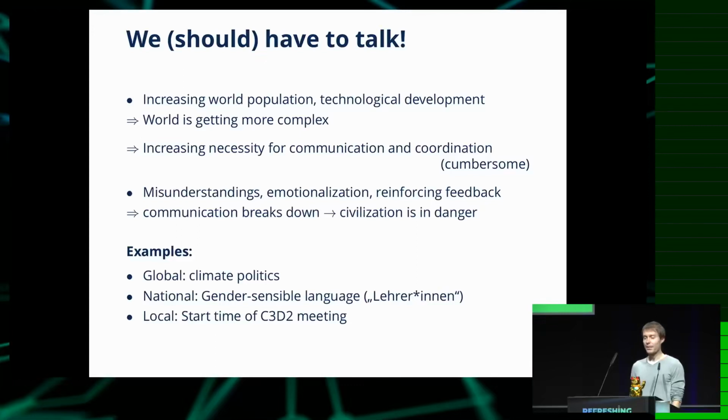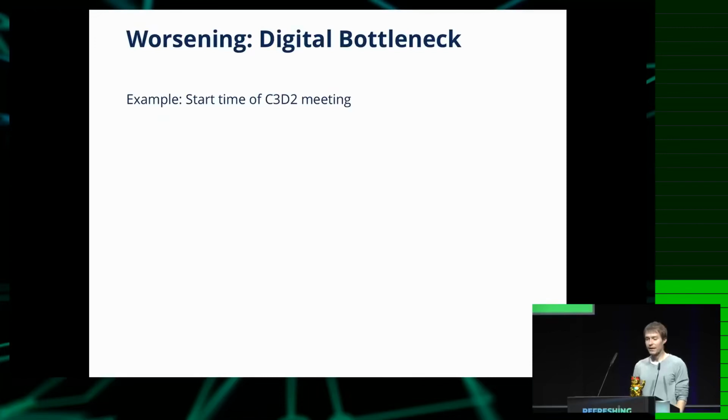There are examples on many scales. For example, on a global scale, we have climate politics, where we have like 2 camps which cannot even talk to each other. On a national scale, the Germans among you might probably notice there's a very emotional debate on how to use, or whether to use at all, gender-sensitive language. I wrote down an example here. And even on the local scale, there's an example of how communication can fail, which I want to detail on this slide.